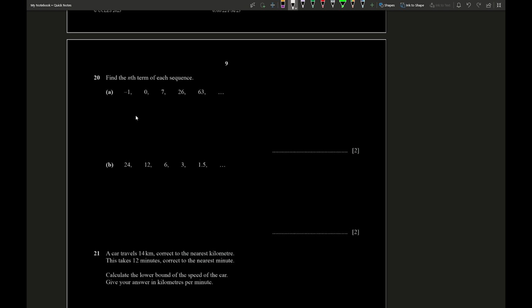Alright, what I prefer to do is first by finding the common difference between each consecutive term. So from -1 to 0, we basically added 1. And from 0 to 7, we added 7. From 7 to 26, we added 19, and from 26 to 63, we added 37. Okay, now since there is no constant common difference, we would have to take the differences of these differences.